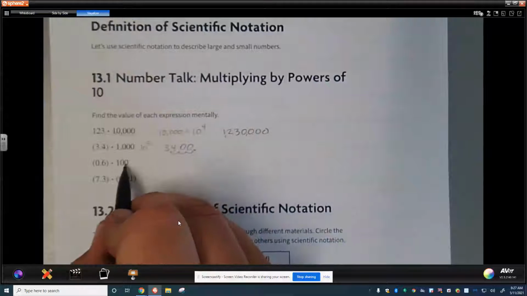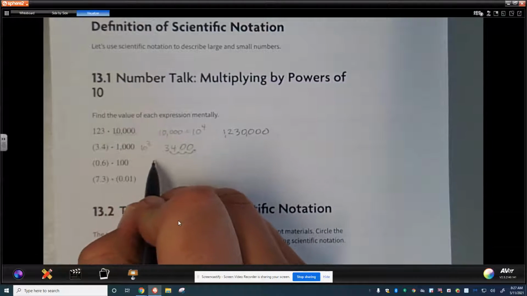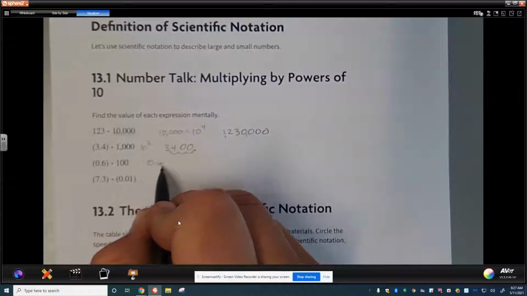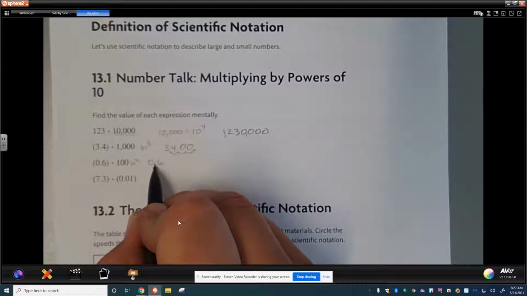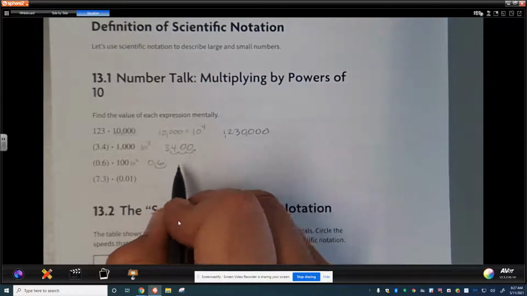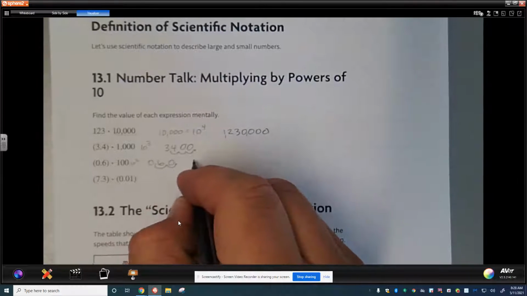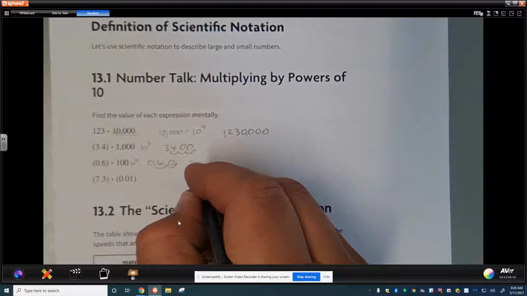6 tenths times 100, we can think the same thing. At 6 tenths, we multiply by 10 to the second power, as that's 100. Times 10 is 1 place value to the right, times 10 again is another place value to the right, making 6 tenths times 100 equal to 60.